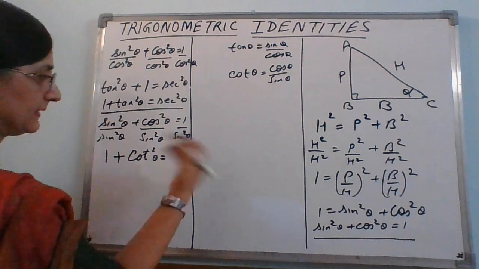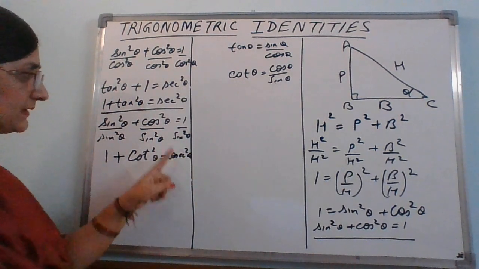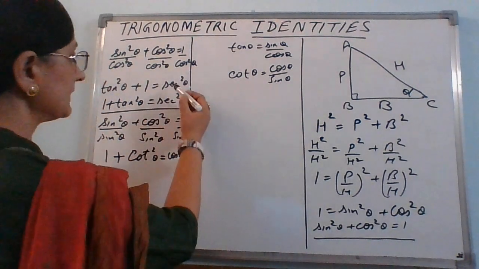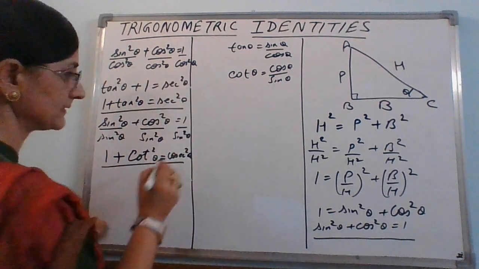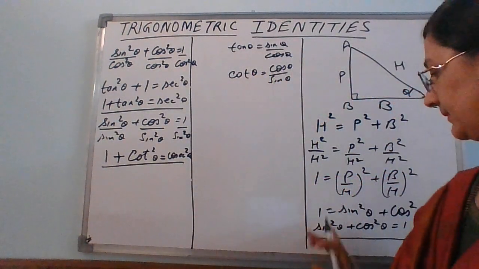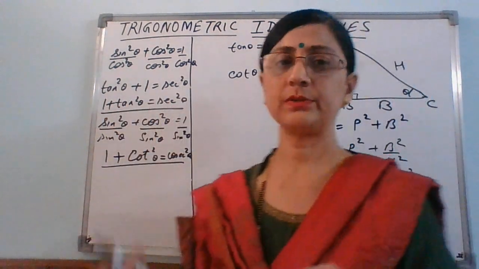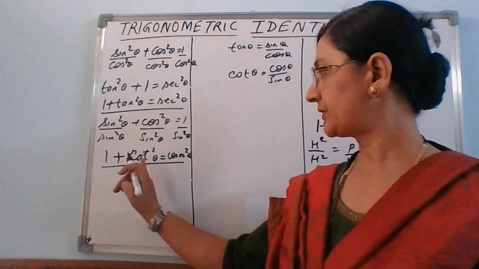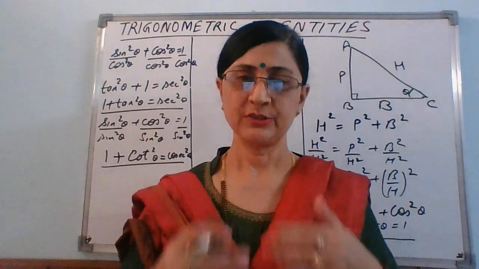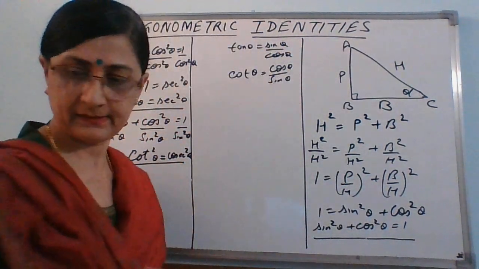यहाँ 1 upon sin था, sin का reciprocal, right? That is cosecant square theta. What is cosecant? Reciprocal of sin. What is secant? Reciprocal of cos. So this is the third identity. So we have got three identities, right? Sin square theta plus cos square theta is equal to 1. Second, 1 plus tan square equal to secant square. Third, 1 plus cot square equals to cosecant square. So इससे हम two more derive कर सकते हैं. Let us do that.